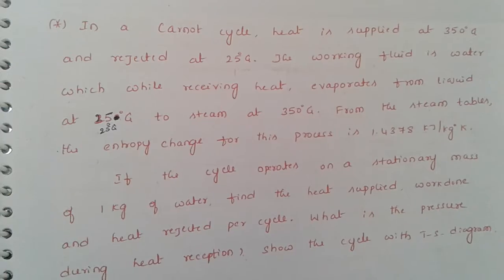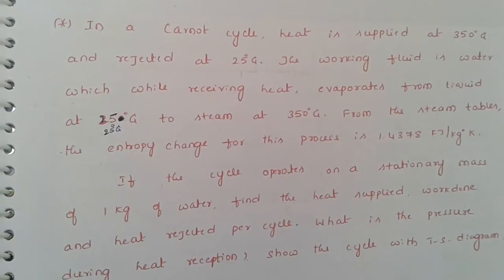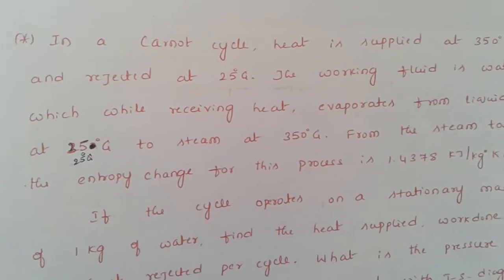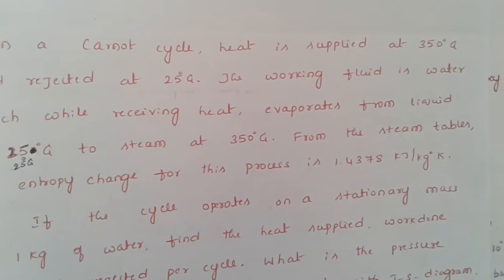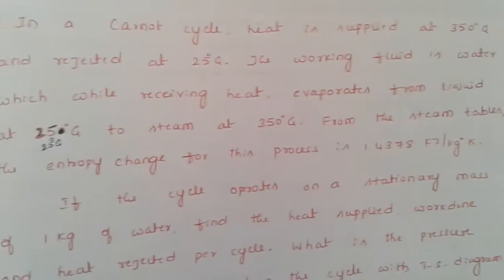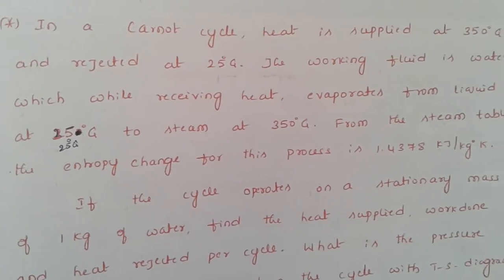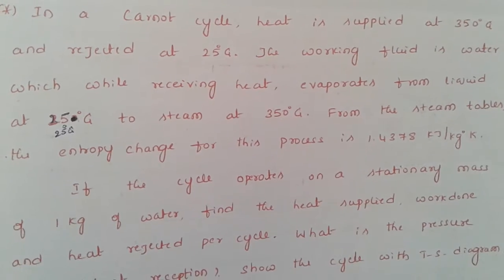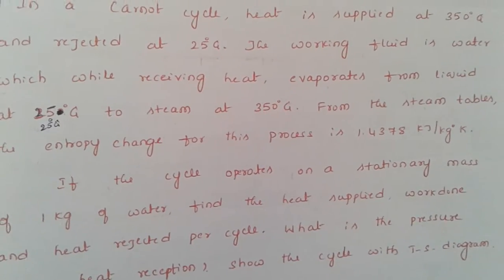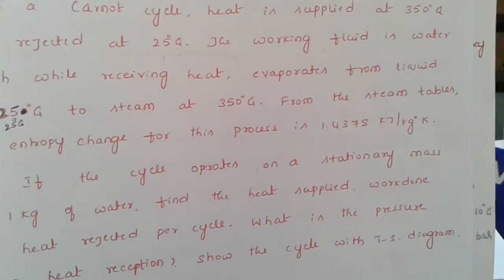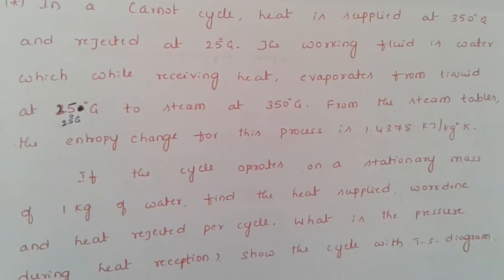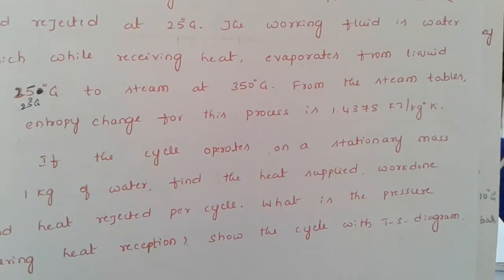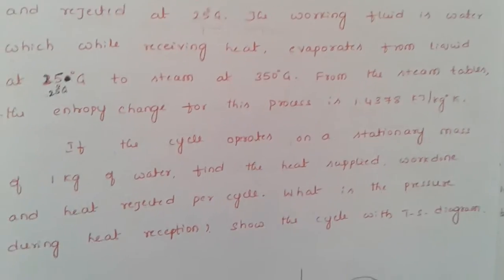In a Carnot cycle, heat is supplied at 350 degrees centigrade and rejected at 25 degrees centigrade. The working fluid is water, which, while receiving heat, evaporates from liquid at 25 degrees centigrade to steam at 350 degrees centigrade. From the steam tables, the entropy change for this process is 1.4375 kilojoules per kg degree Kelvin.